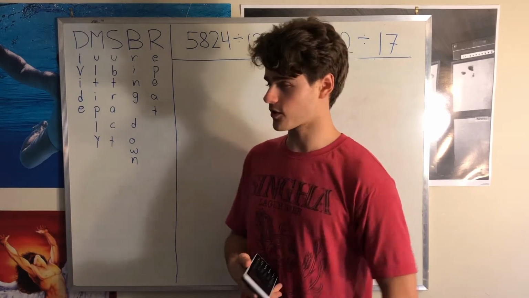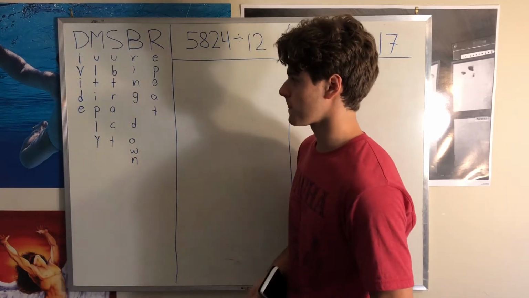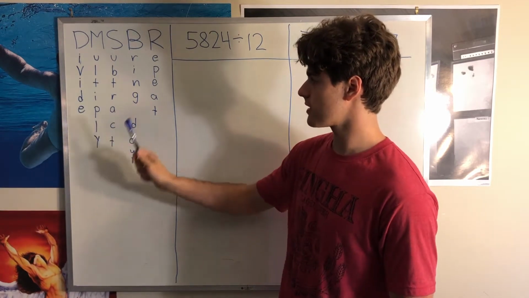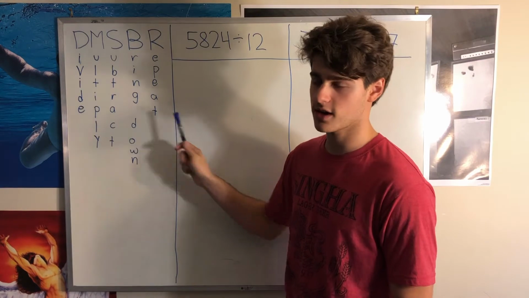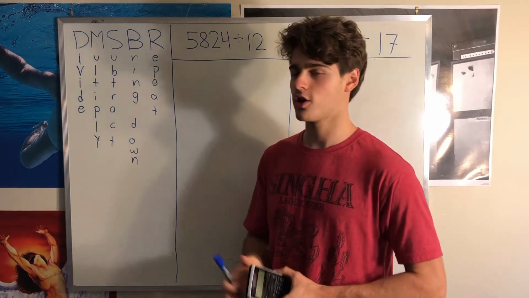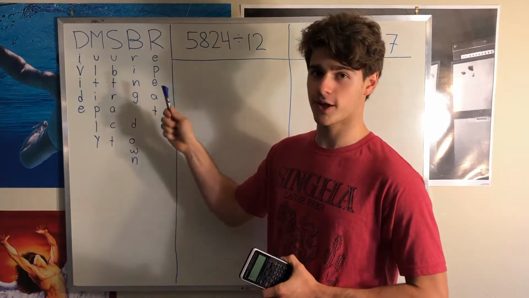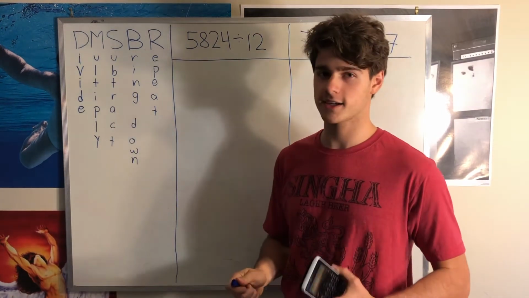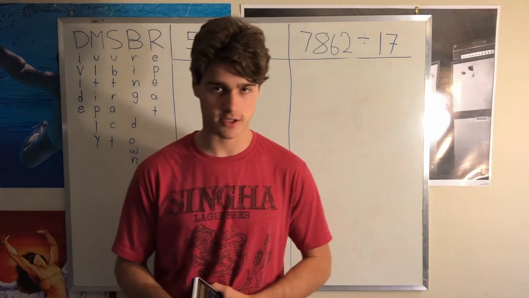So in case you forgot, these are the steps of long division. You got to divide, multiply, subtract, bring down, and repeat. If you have trouble memorizing this, I have a good acronym for you, and that would be Dracula must suck blood repeatedly. So if that works for you, great. If not, just practice and get good. Let's take a look at our examples.